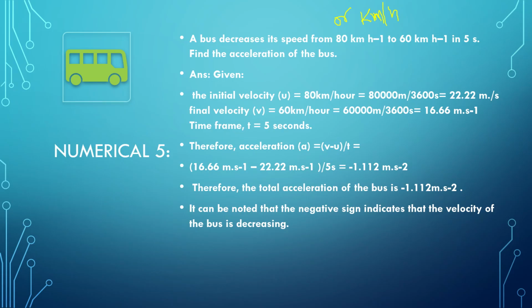So what is given? The initial velocity is 80 kilometer per hour, and you have to convert it into meter per second. Final velocity 60 km per hour, converted into meter per second. What is the time given? 5 seconds. Therefore, what is the acceleration here? v minus u upon t. When you calculate, you will get the answer minus 1.112 meter per second square. It also can be noted that the negative sign indicates that the velocity of the bus is decreasing.